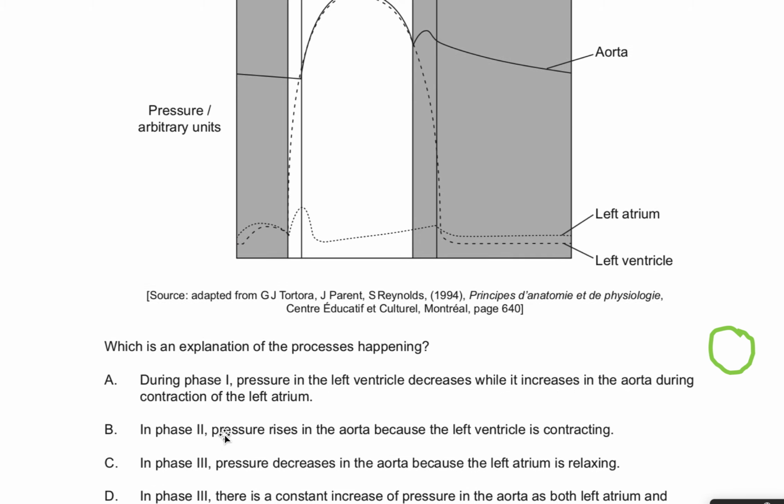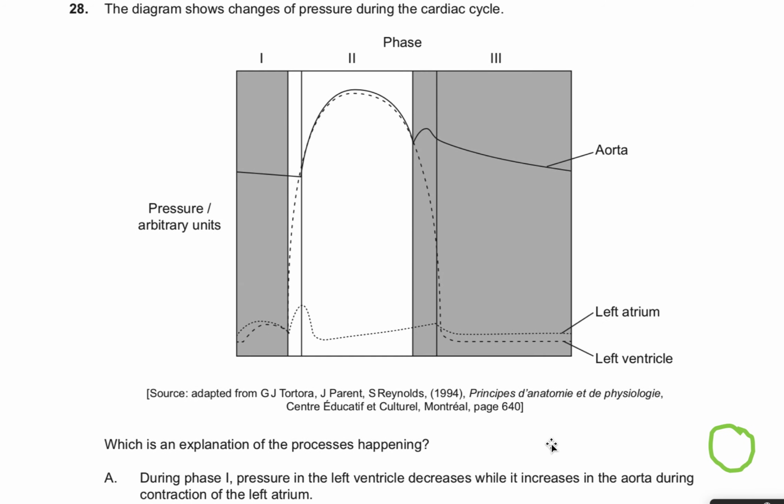In phase 2, pressure rises in the aorta because the left ventricle is contracting. So they're saying, in this phase, the aorta's pressure increases. Let's see. Oh yeah, that's true. Look, the aorta's pressure is increasing during phase 2. But why is its pressure increasing?